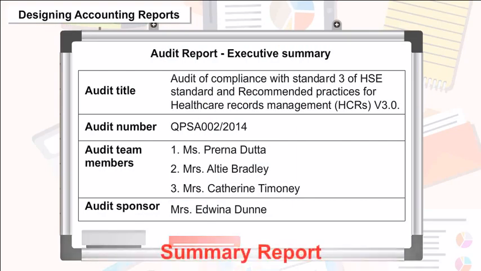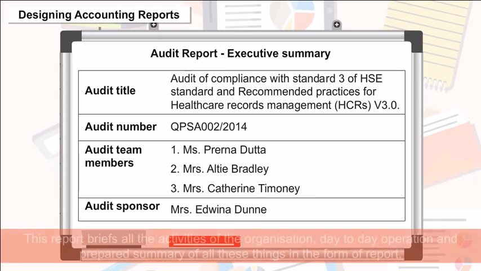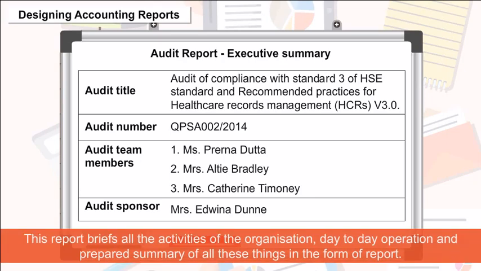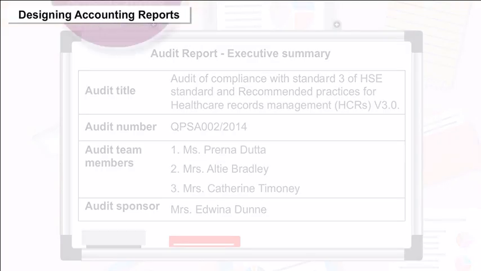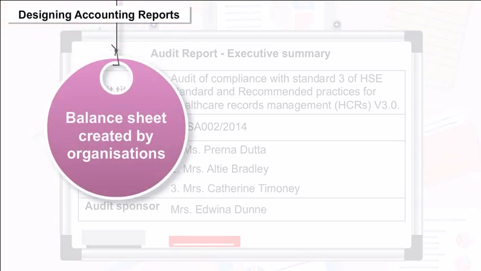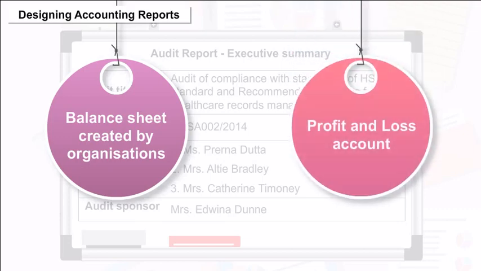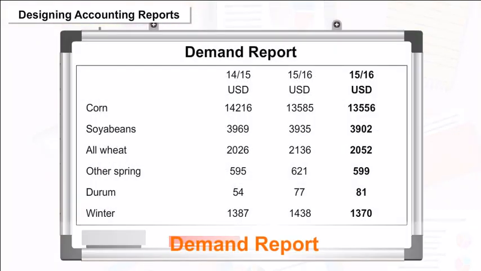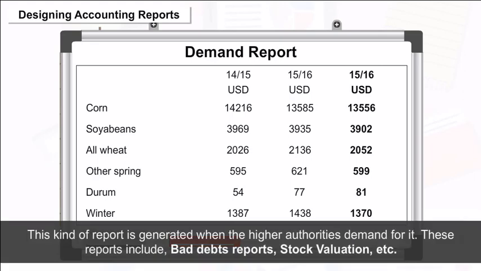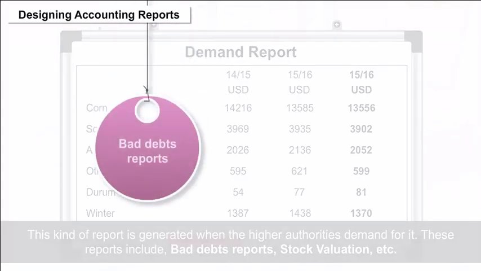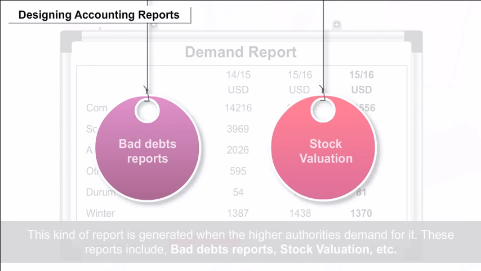1. Summary report. This report briefs all the activities of the organization, the day-to-day operations, and presents a summary of all these things in the form of a report. Examples are the balance sheet or profit and loss account created by organizations. 2. Demand report. This kind of report is generated when the higher authorities demand it. These reports include bad debts reports, stock valuation, etc.